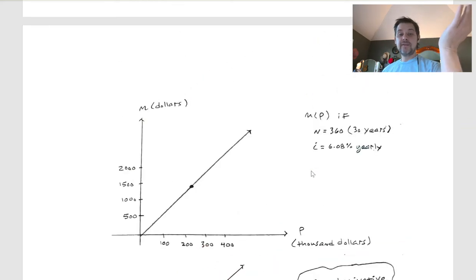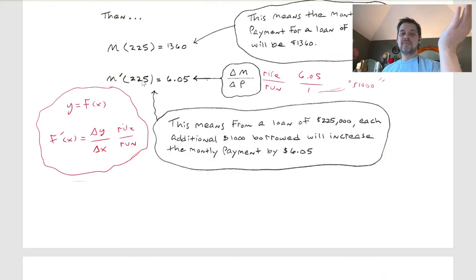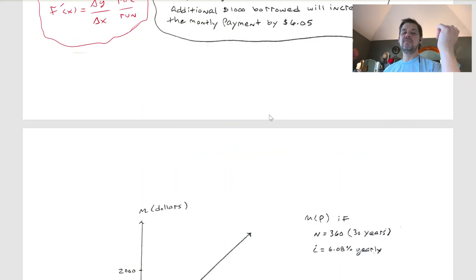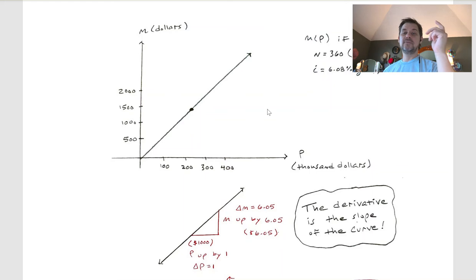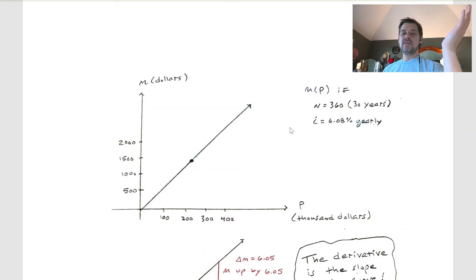Now, when we found that the derivative M prime of 225 was 6.05, I said, well, it's like the run is 1,000 and the rise is 6.05. If you're visual, then you could think of it like I did with the graph in that first problem. If this would help you, it'd be great. Here's the plot. This will plot how much I borrow versus what my monthly payment is. The graph would actually look like that with these numbers.